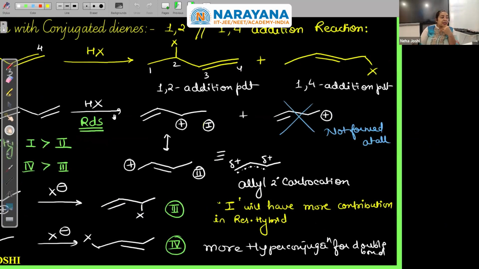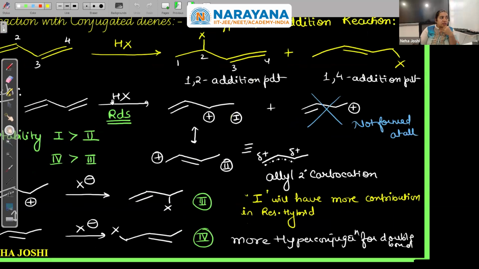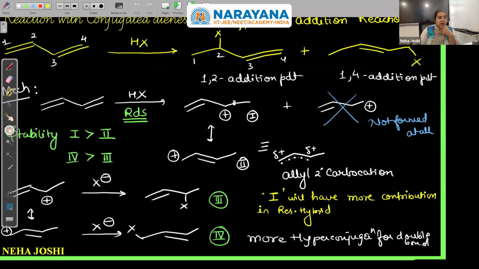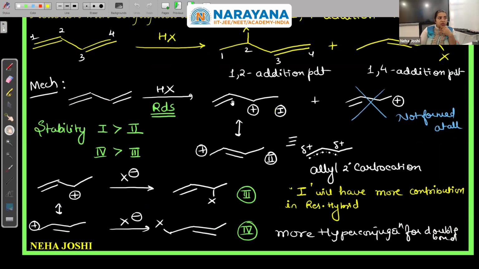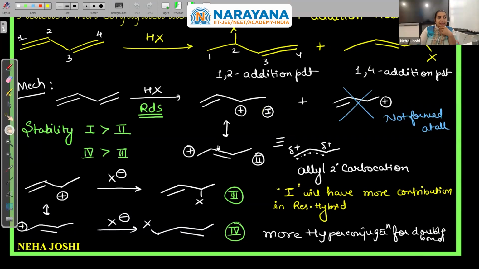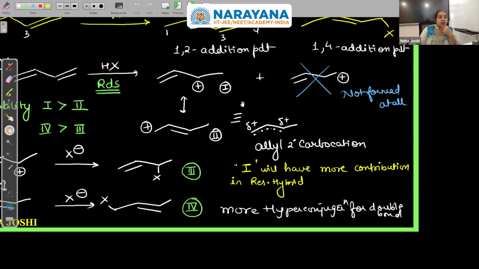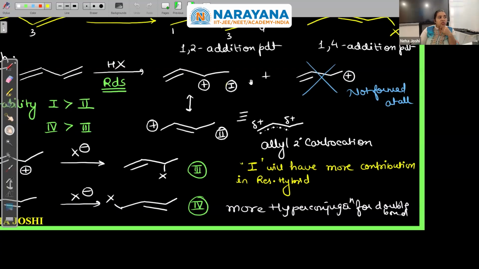Okay. What is the mechanism? So we add HX. RDS is carbocation formation. It is resonating. These are not 2 different carbocations. It is the same carbocation. Now, this is not formed at all. 1 degree carbocation without resonance, there is such a different energy barrier. So this is not formed. We have to talk only this.